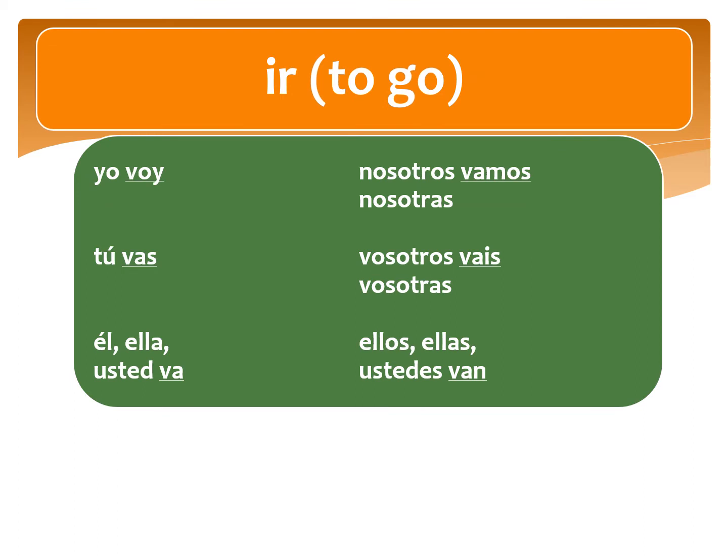All right, now we're going to take a look at some of the irregular ones. They're just slightly irregular. And we're going to take a look at ir, dar, and estar, and then try a little bit of practice. So ir is to go. So yo voy, I go.